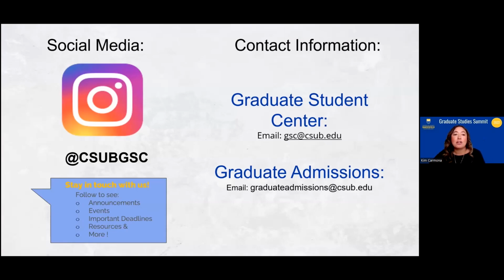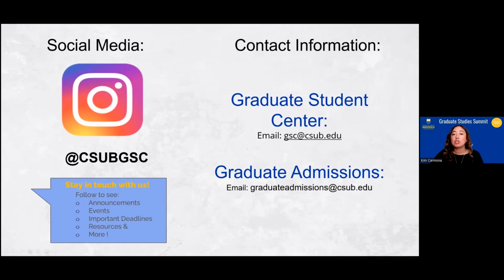Next, we have our social media and contact information. I would encourage you to follow us at CSUB GSC, that's for Graduate Student Center, where you can stay in touch with us to learn about announcements, events, deadlines, resources, just what's happening within the Graduate Student Center. In addition to that, the Graduate Student Center email is provided here, and our graduate admissions email is provided there. If you do have any questions for either the Graduate Student Center or graduate admissions, you can always go ahead and contact either of those emails.